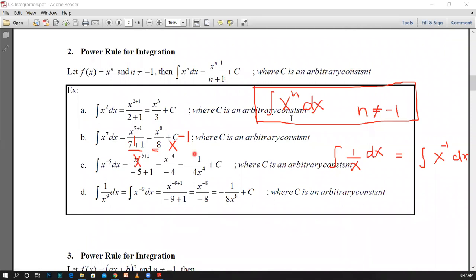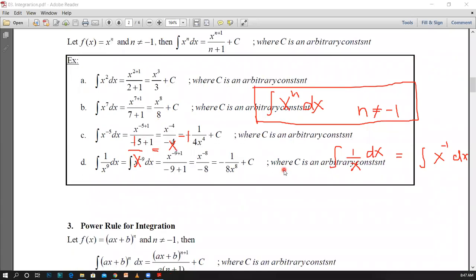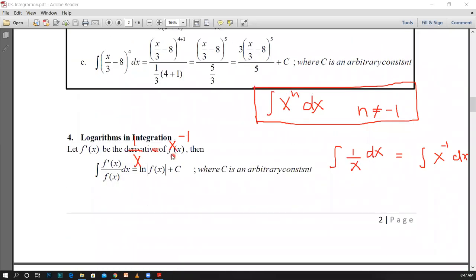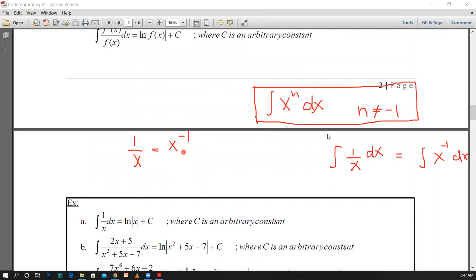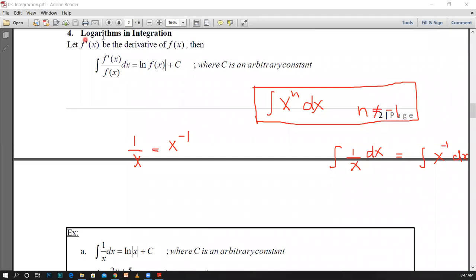Therefore, the solution for that is using the logarithms in integrals. Since x to the power minus 1 can be written as 1 over x, you can apply the concept called the logarithms in integration.